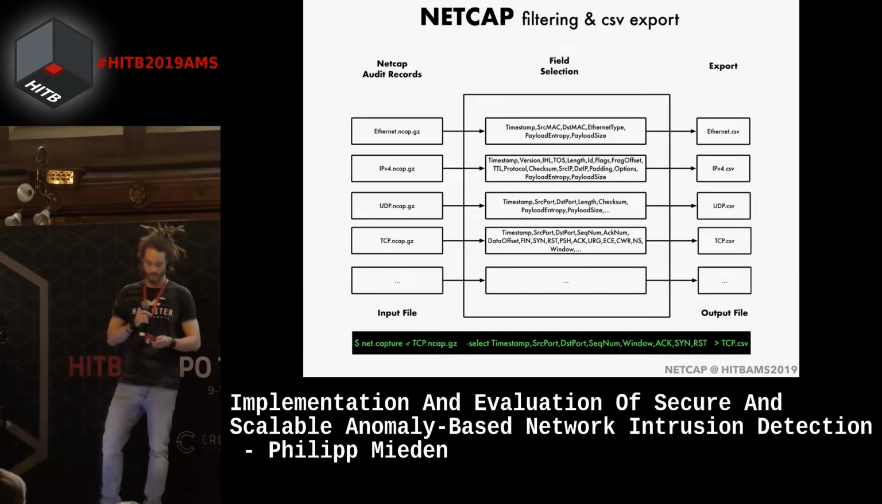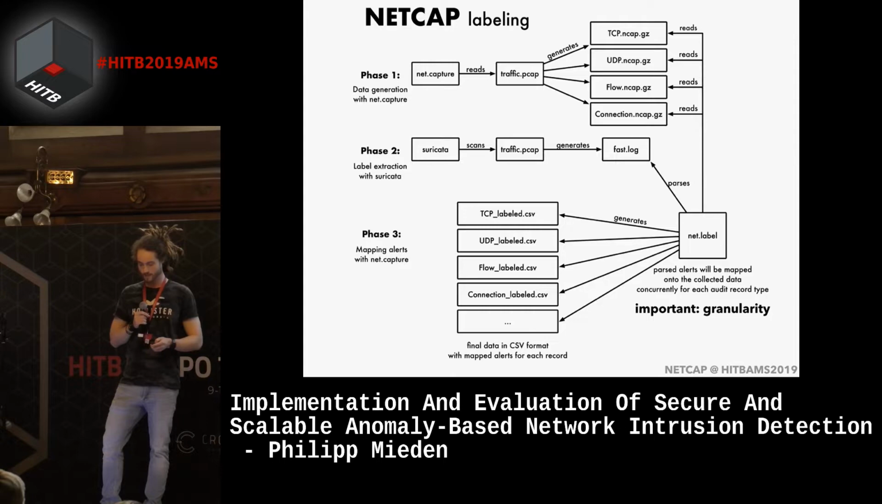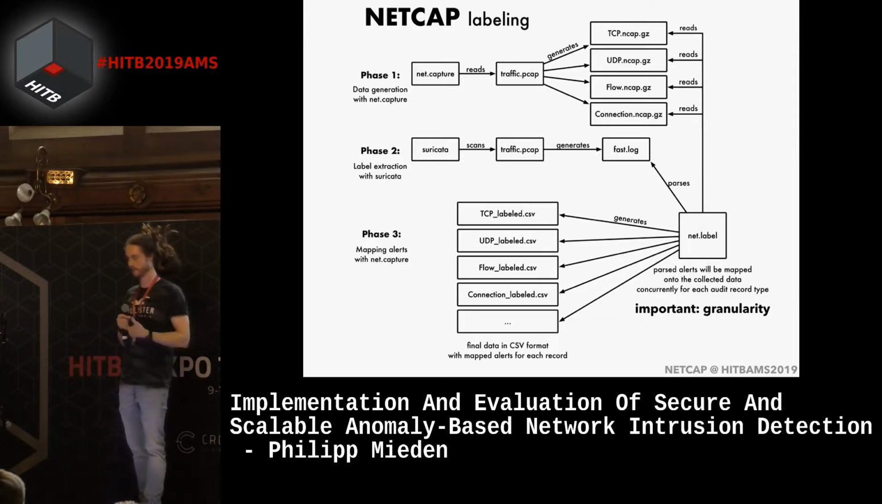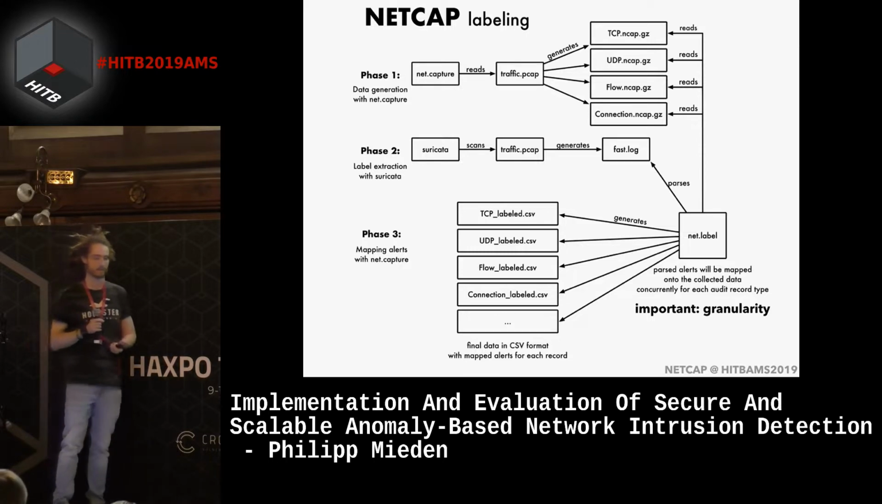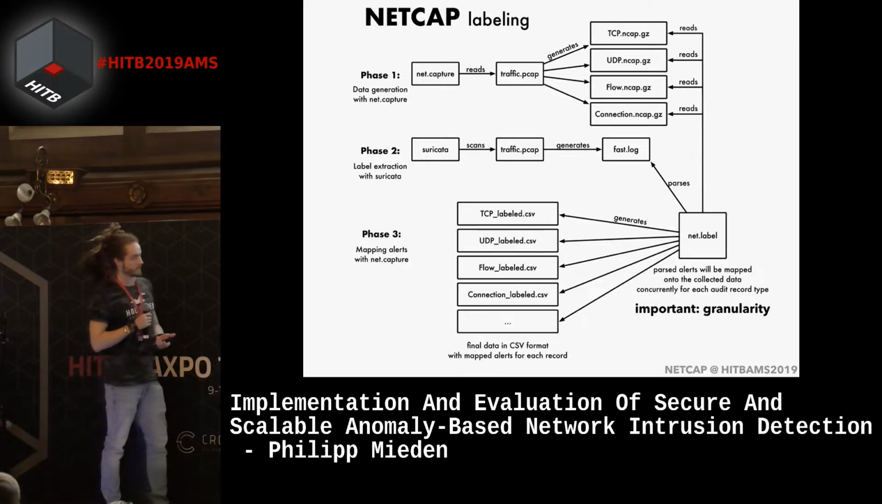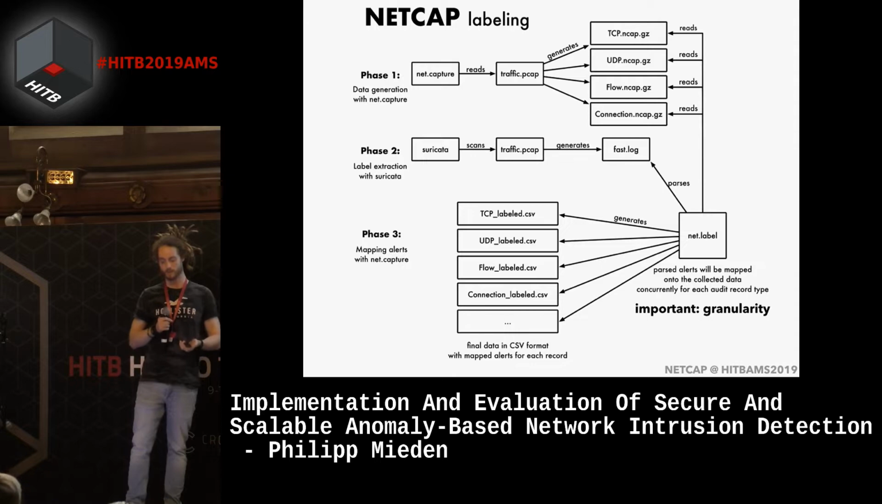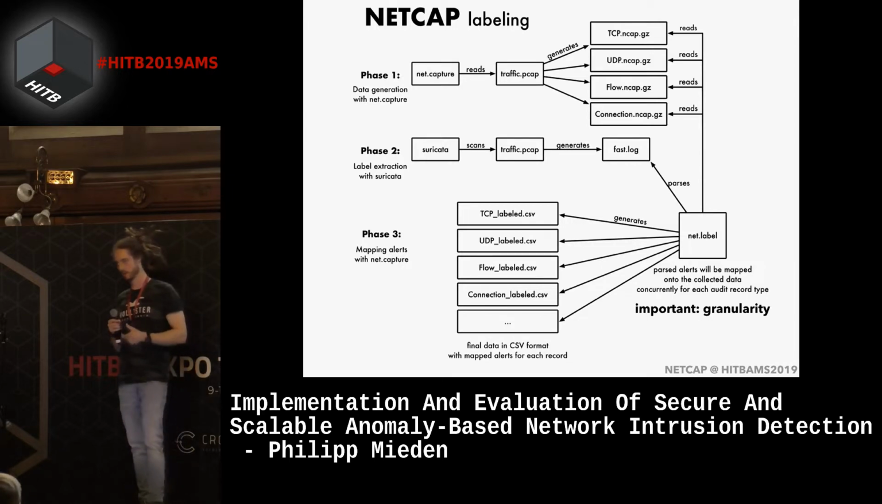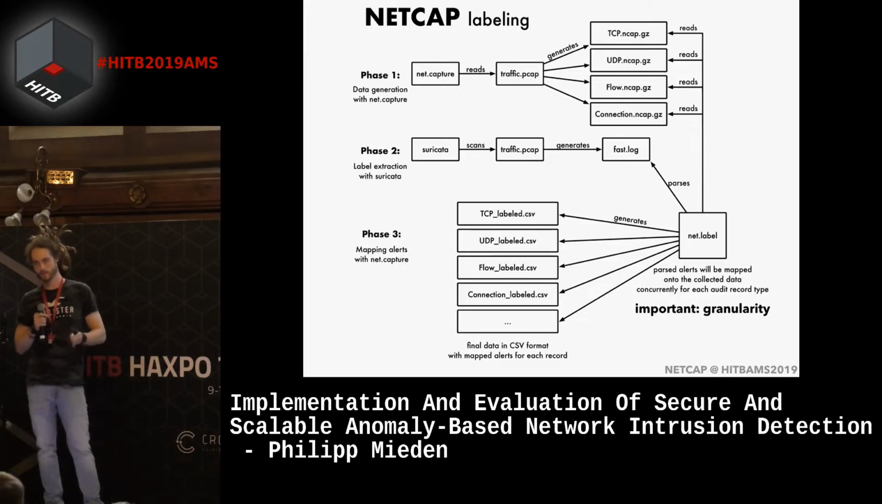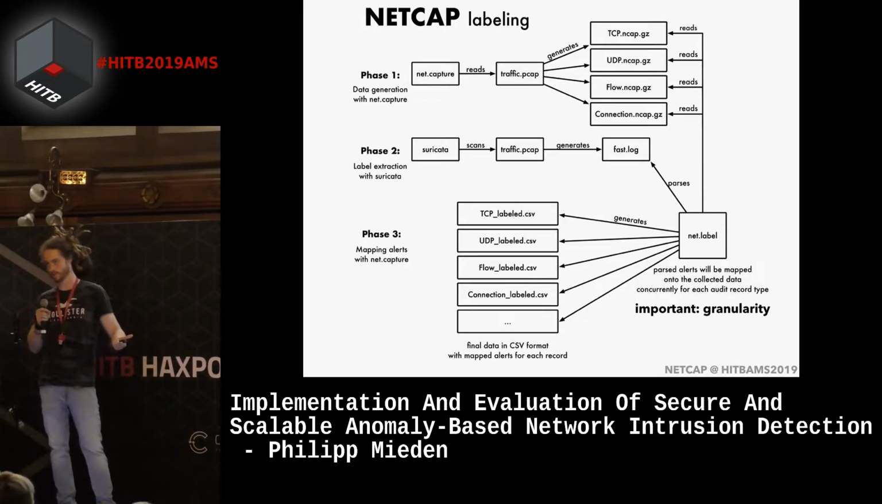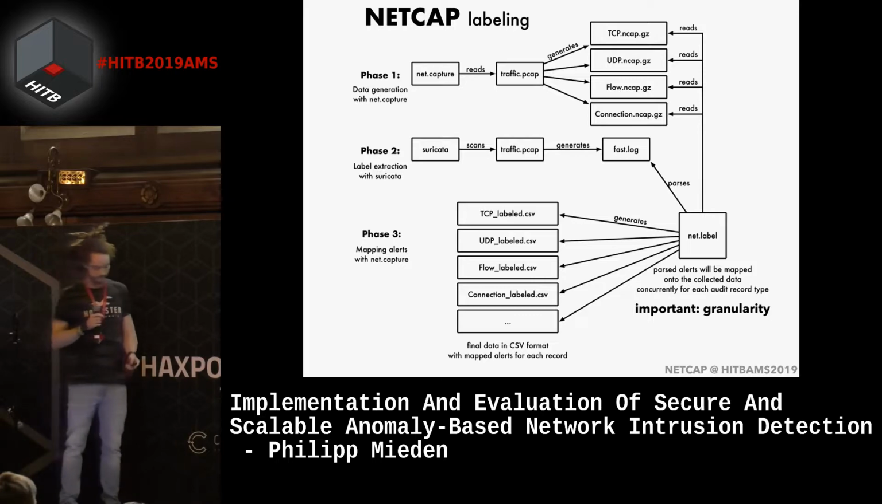Then there's functionality for creating labeled data sets, because for my experiments I was using a supervised machine learning strategy, and I needed a way to label my audit records. I implemented that quick and easy using Suricata. Basically, I'm generating audit records from an input PCAP file. Then I'm using Suricata to obtain alerts for the PCAP file. And then I'm mapping those alerts back onto my audit records and generating that as CSV.